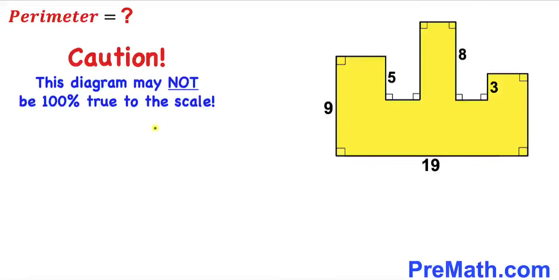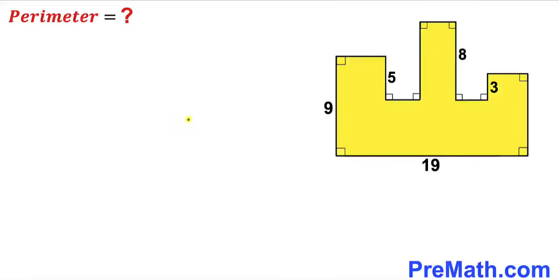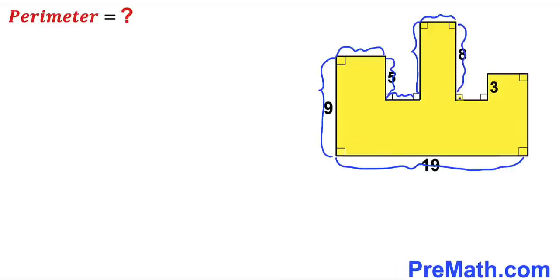Please keep in mind that this figure may not be 100% true to scale. Let's go ahead and get started. Here's our very first step: since we are interested in calculating the perimeter of this given diagram, we must add all of these side lengths of this given polygon. We have to be very meticulous in finding these side lengths.